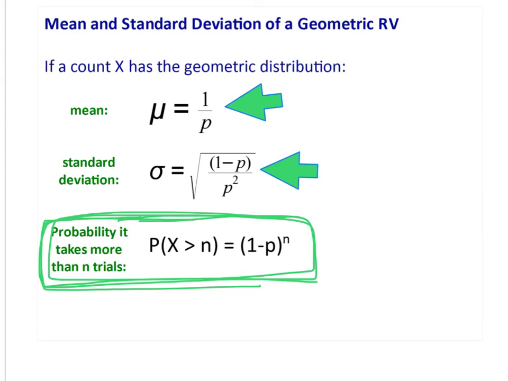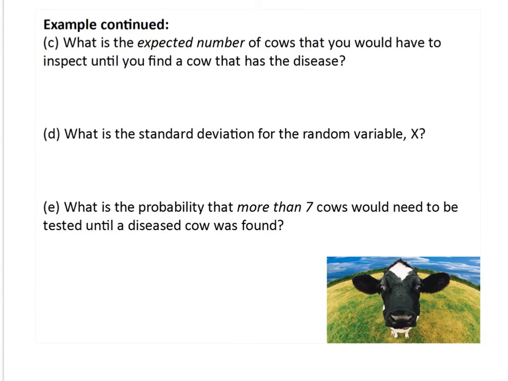So let's take a look at an example. If we stick with the cows, it says, what is the expected number of cows that you would have to inspect until you find a cow that has a disease? Well, expected number, that's my mean, and we know the mean is 1 over p, or 1 over 0.2, and 1 over 0.2 is 5. So 5 cows. So I would expect that I would have to look at 5 cows before I found 1 cow with the disease.